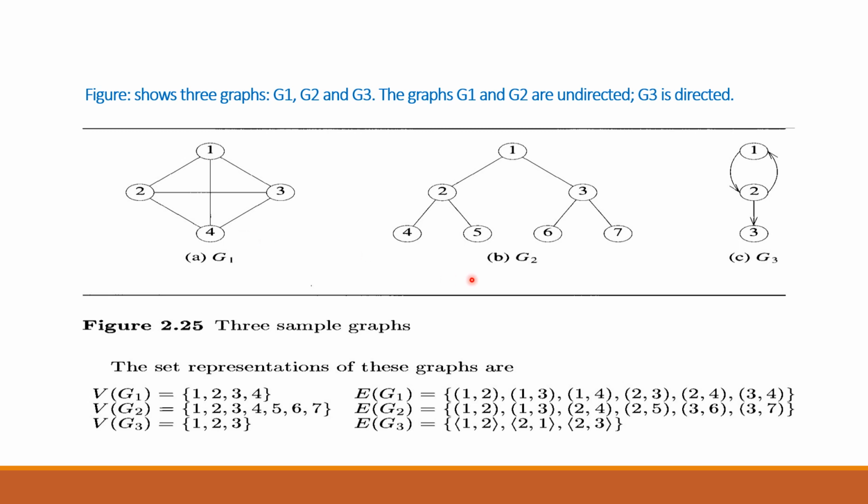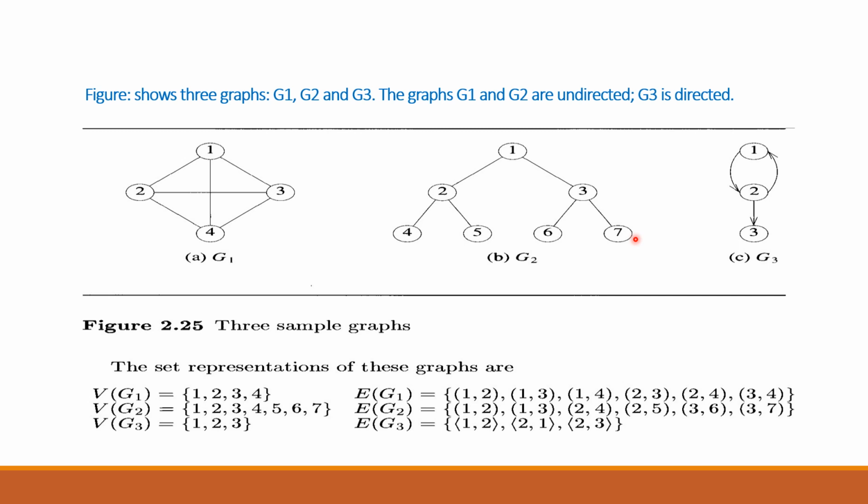Then go to G2. The representation is there, look. V of G2: how many vertices are there? That is 7: 1, 2, 3, 4, 5, 6, 7. Then the edges, which are 1 to 2, 1 to 3, 2 to 4, 2 to 5, 3 to 6, 3 to 7. So here also there are 6 different edges.